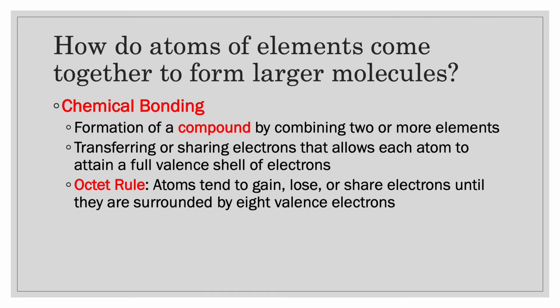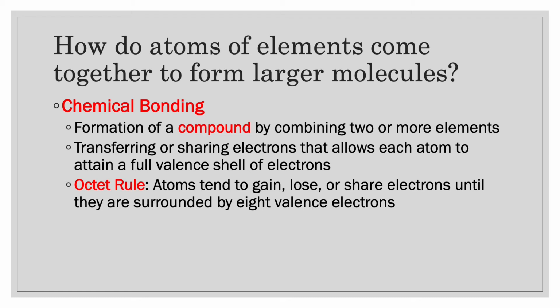Well, how exactly do atoms of elements come together to form larger molecules? It's through chemical bonding, and I sort of alluded to it when I was on the periodic table slide, but I'm going to go into it further here. So chemical bonding is the formation of a compound by combining two or more elements.